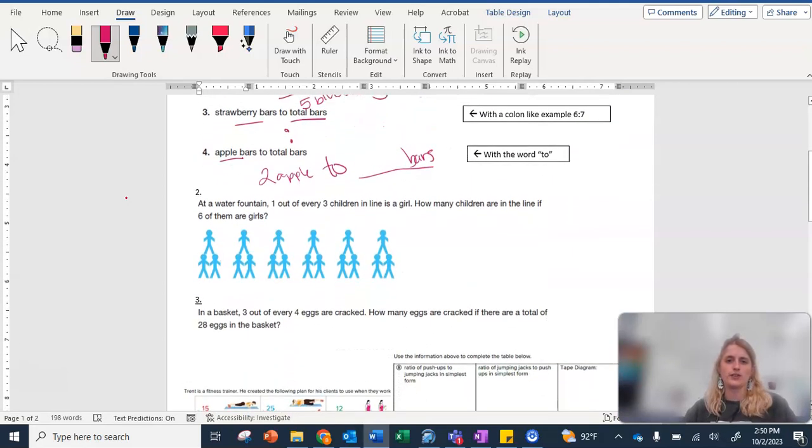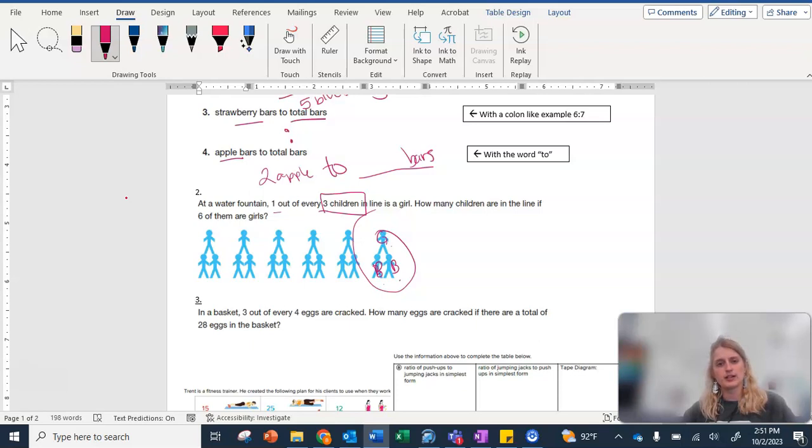Number 2, at a water fountain, 1 out of every 3 children in line is a girl. So 1 out of every 3 children, 3 is the total number of children. So if one of them is a girl and there are 3 total, that means that 2 of them must be boys. Because that's what makes our 3 total, 1 girl and 2 boys.